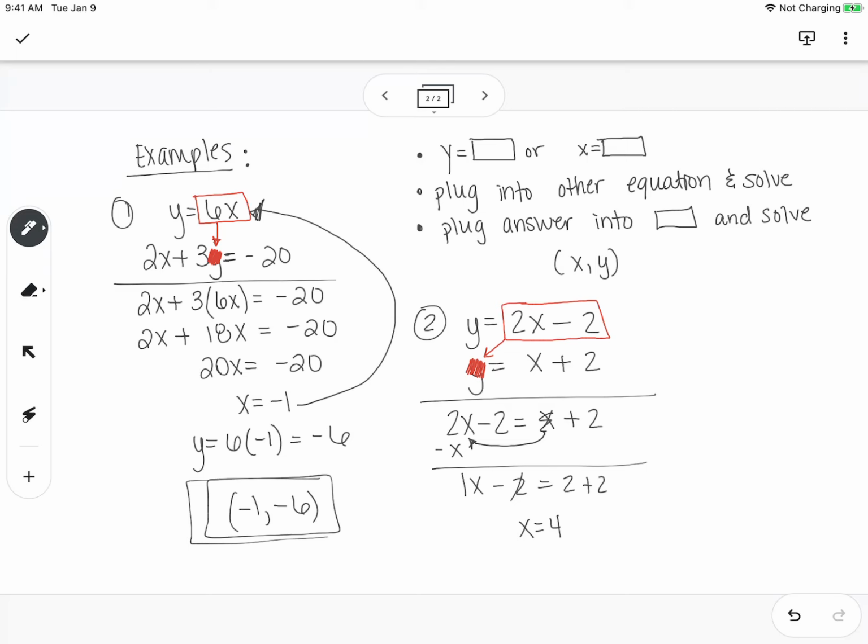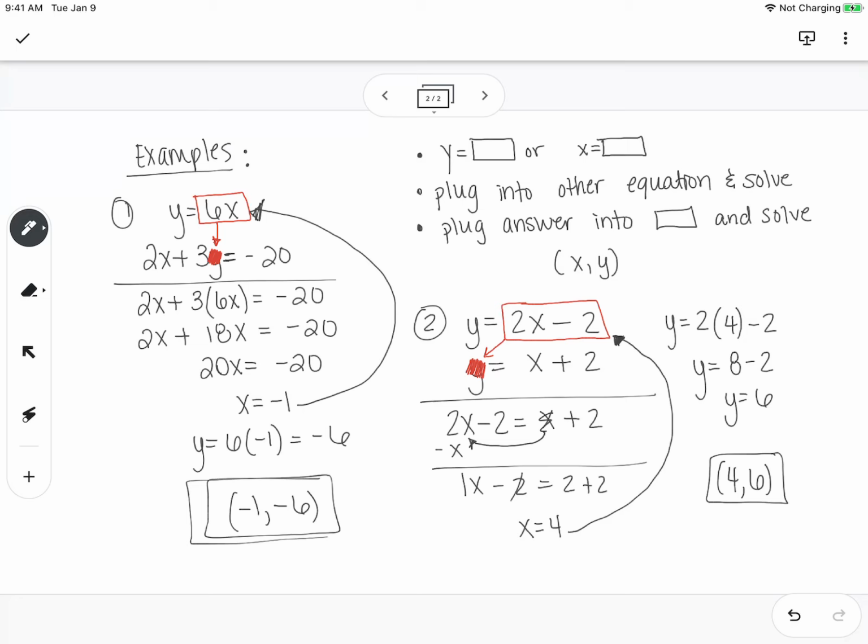Now remember, you're not done. You're only halfway done. You got to take this answer and plug it into the boxed equation. Again, you could actually plug it into either, but I like to go into the boxed one because it's easier. So I get y equals 2 times x, we now know is 4, minus 2. 2 times 4 is 8, minus 2, you get 6. So my answer, remember your x goes first, and then your y.